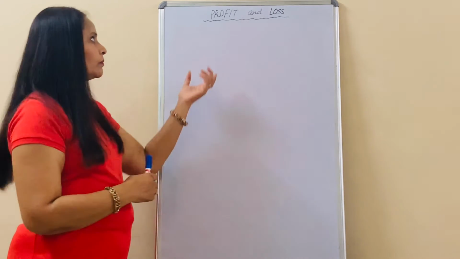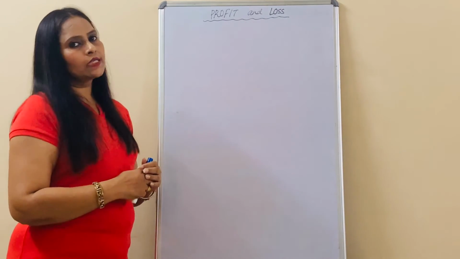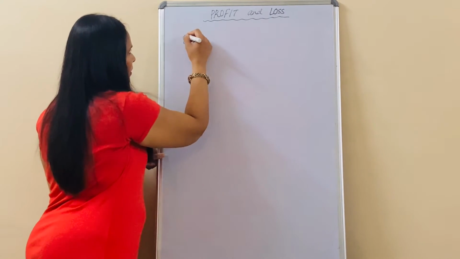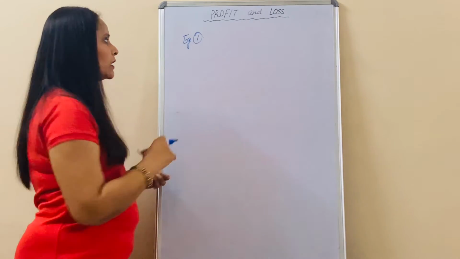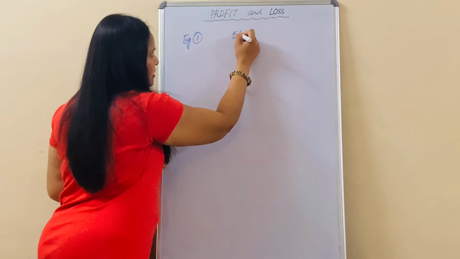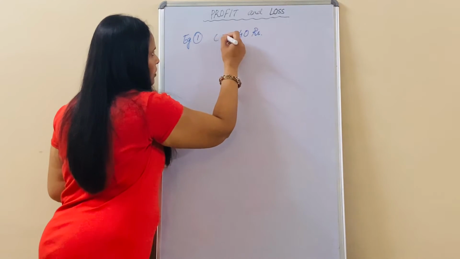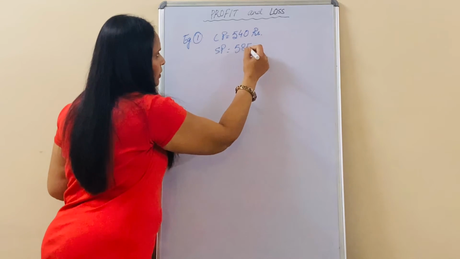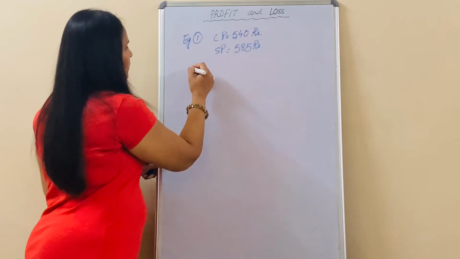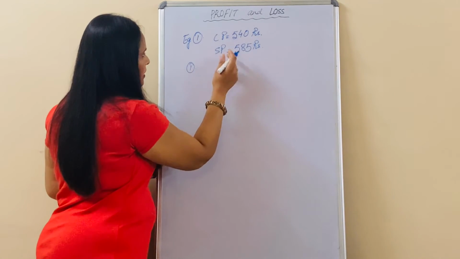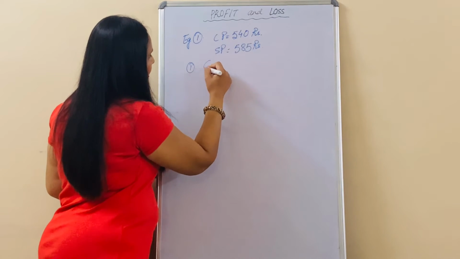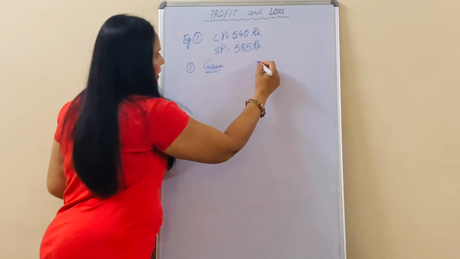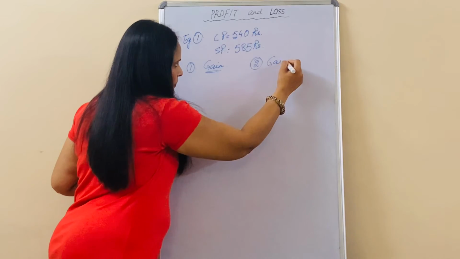Let me explain the fundas of profit and loss with a simple example. Suppose this is example 1. Suppose a person buys a watch at the cost price of 540 rupees, so the cost price here is 540 rupees, and sells it at 585 rupees. First, we should know whether he will experience a gain or a loss, and if it's a gain, how much gain is made by the person.